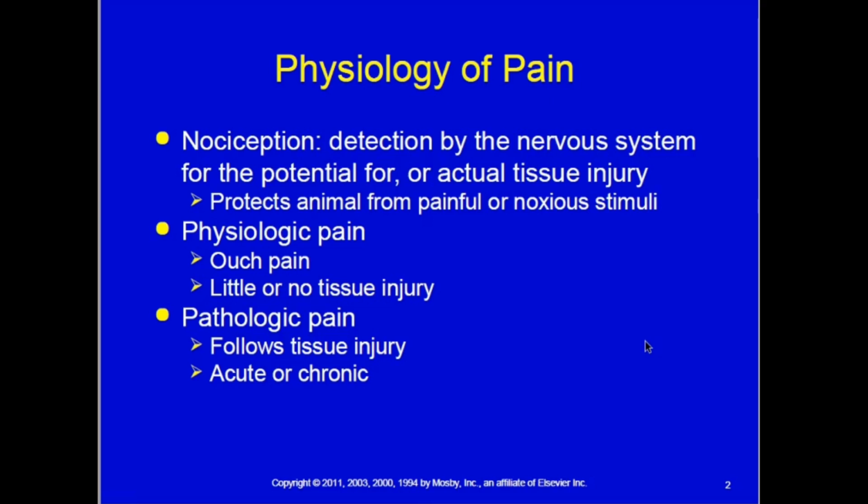First of all, nociception, that is detection by the nervous system of the potential for or actual tissue injury, which protects the animal from painful or noxious stimuli. There may be different types of pain. It may be physiological pain, for example, nociceptive pain with little or no tissue injury, and pathologic pain, which always follows tissue injury, and it may be acute or chronic.